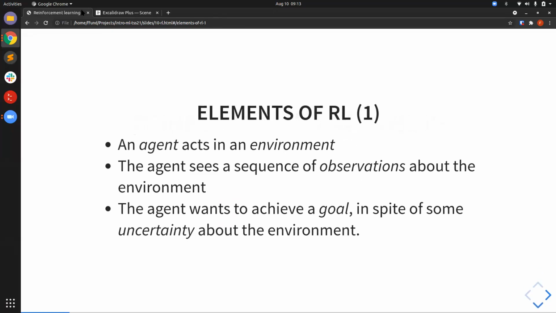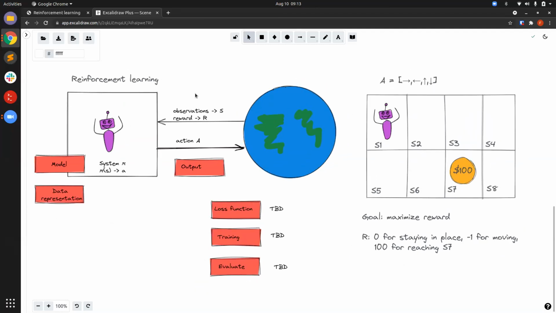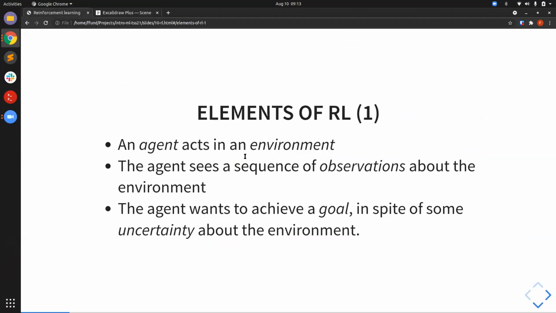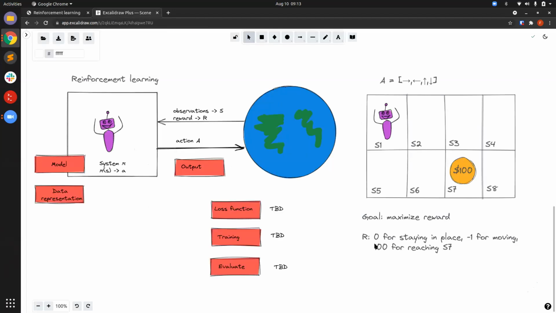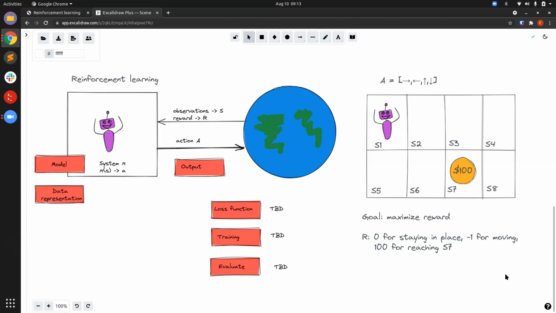So we've introduced the idea that we have this agent. The agent is this robot learner here, and it's interacting with an environment. So this is an example of an environment it might interact with. It wants to achieve a goal in spite of some uncertainty about the environment. What is an uncertainty about the environment? Well, in this example, actually, everything we said was deterministic. But there may not necessarily be a deterministic environment. The environment itself might be stochastic.